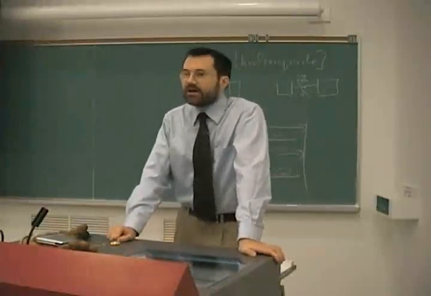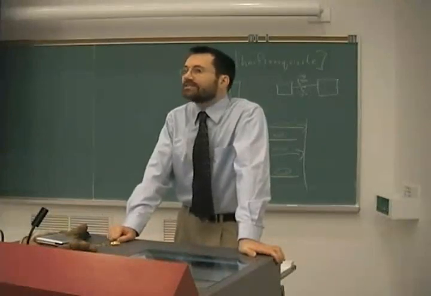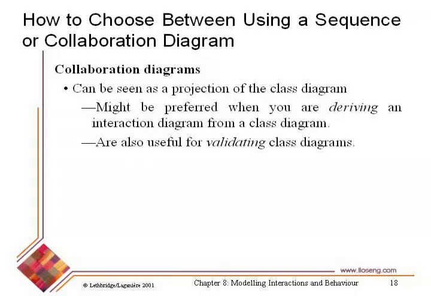Collaboration diagrams, in some sense, contain one object per class in a class diagram, typically, if you think about it. And that can be considered mathematically as a projection of the class diagram from class space to instance space. We have one canonical instance representing each class in the class diagram, and we're showing all the messages that can be sent between these instances.